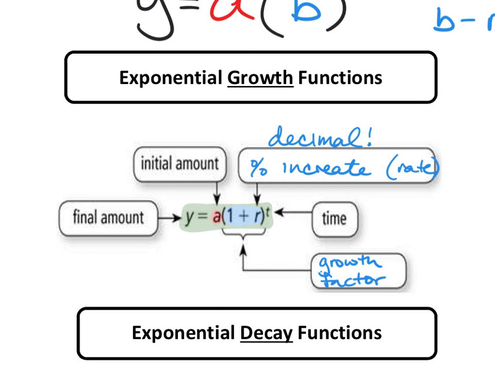But this is an exponential growth function. It's going to model things that grow, like Ronnie's grain of rice. So she started with 1 and doubled it every day, 100% increase. And so it got bigger, bigger, bigger. But things don't always grow.